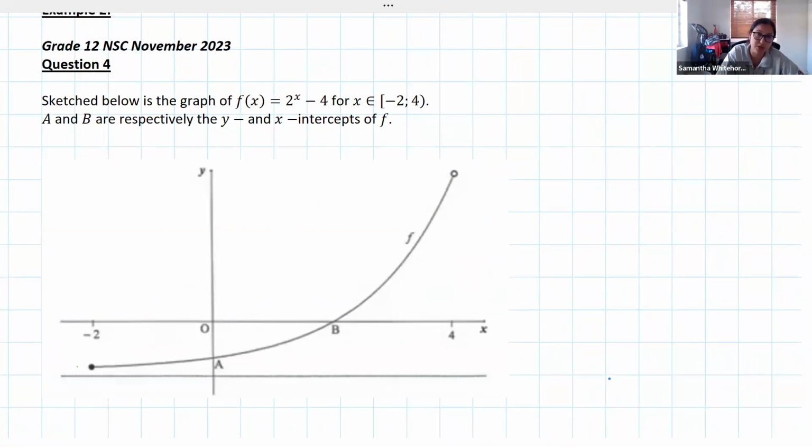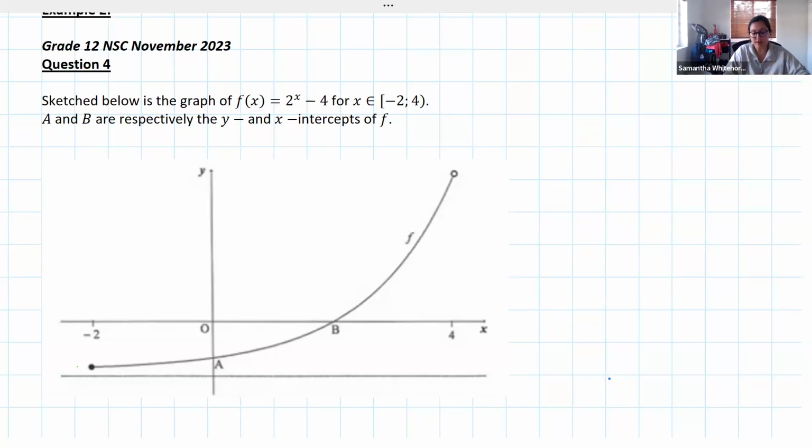So remember I said to you on Monday, your functions questions are generally questions 4 to 6, sometimes 4 to 5, depends on who's setting the paper and how many function questions they're asking, but generally 4 to 6, you can expect your functions. So we've got sketched below the graph of f of x is equal to 2 to the power x minus 4, for x an element of negative 2 to 4. A and B are respectively the y and x intercepts of f.